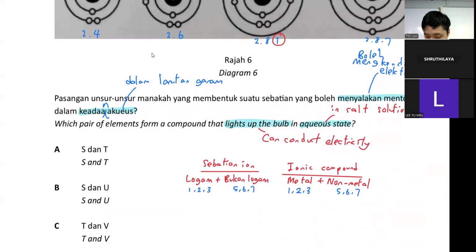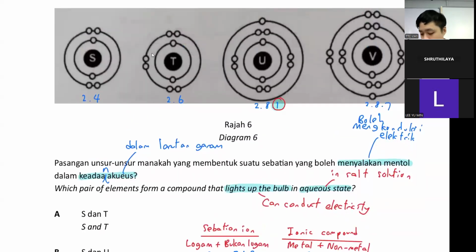Because U has 1 valence electron, V has 7 valence electrons. So actually, this is the NaCl. Okay, your kitchen salt.